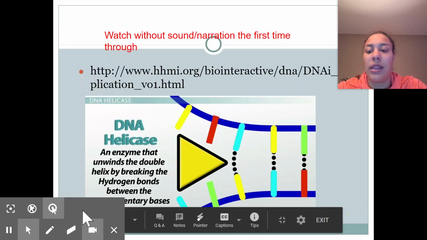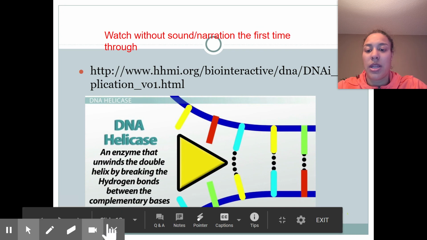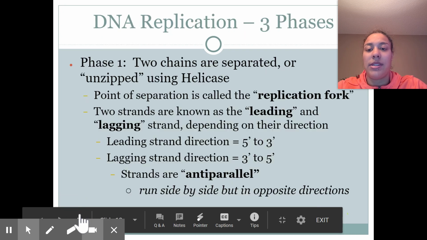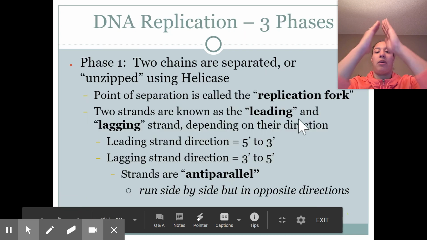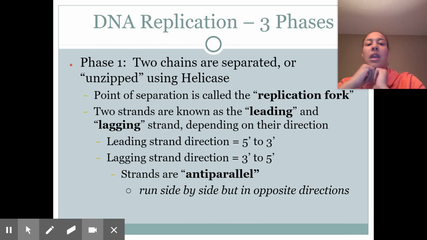I have this one linked. It's about a minute long, to our original note section, because this one is not the proper one. Sorry about that. But it goes through and shows you DNA helicase and how it's the main player in creating the replication fork. How do I know whether I'm working with the leading strand or the lagging strand of DNA?